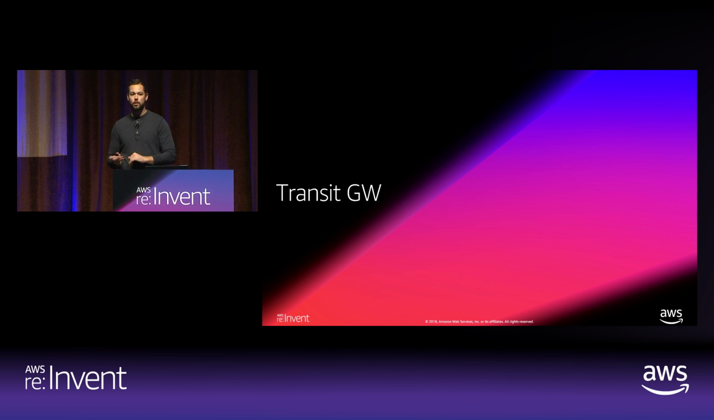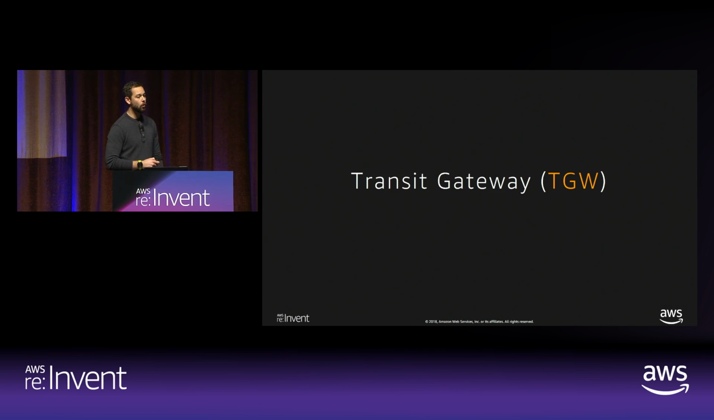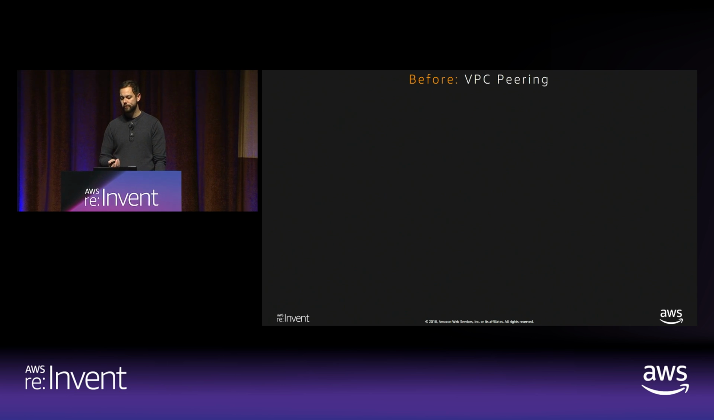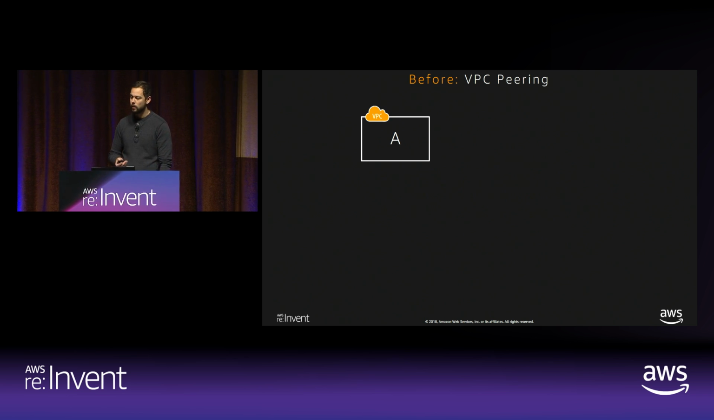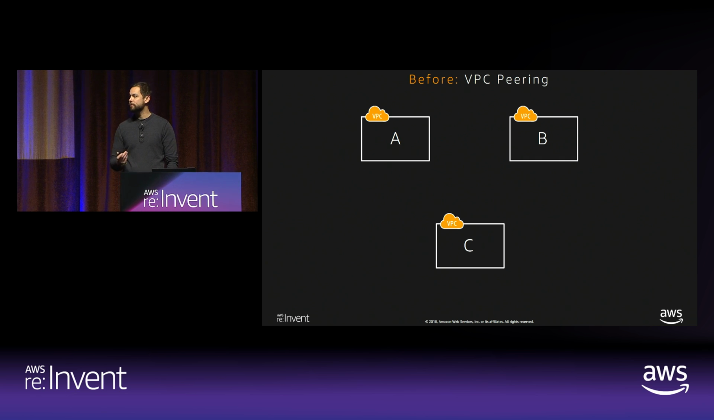We're going to dive in here, and this is where we get into the weeds a little bit around what transit gateway is and how it works. So transit gateway, or what I'm going to refer to as the TGW from here on out. So before transit gateway, what do things look like? Well, we've got 3 VPCs and we'd like to connect these 3 together.